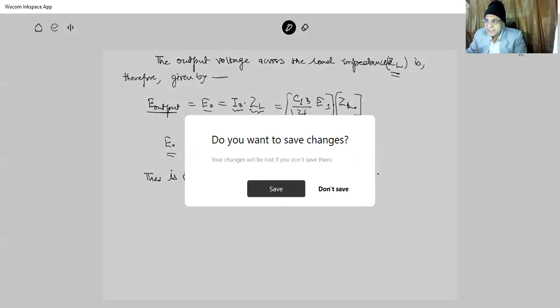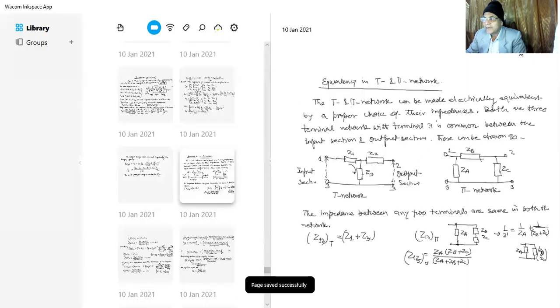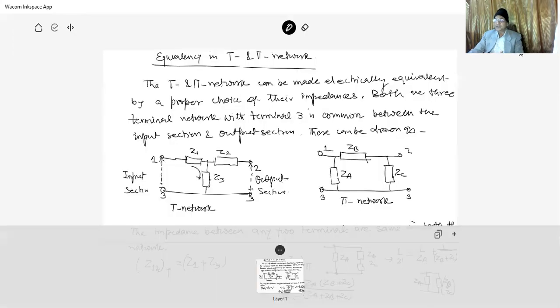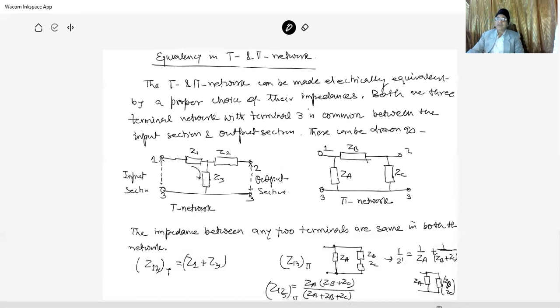Now the important thing is, in order to solve a complicated circuit, we have to find the equivalent of the T network to pi network and pi network to T network. Because of this conversion, as we have also studied at plus 2 level, there is a need for the conversion to find the equivalent resistance of the given circuit. So equivalency in T and pi networks: the T and pi networks can be made electrically equivalent by a proper choice of their impedances.